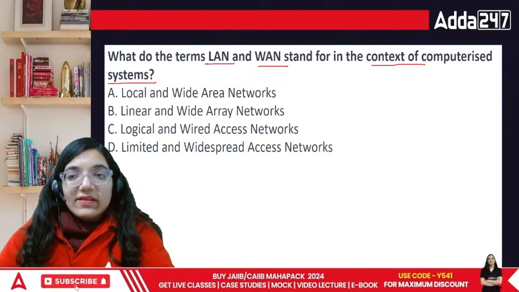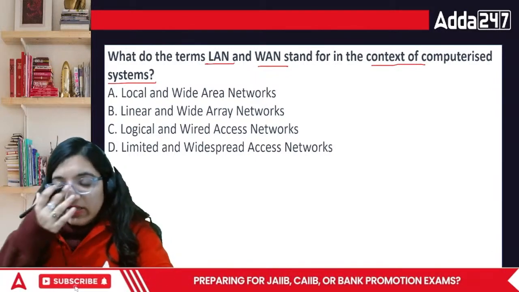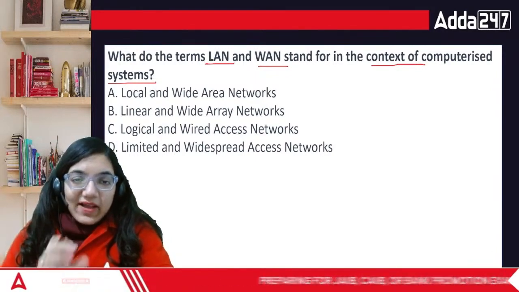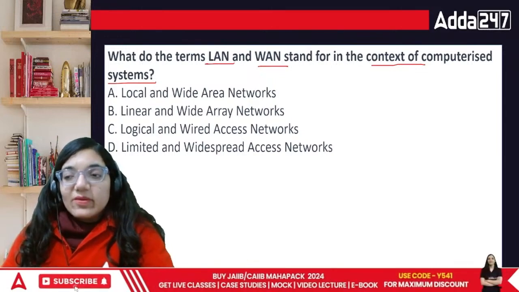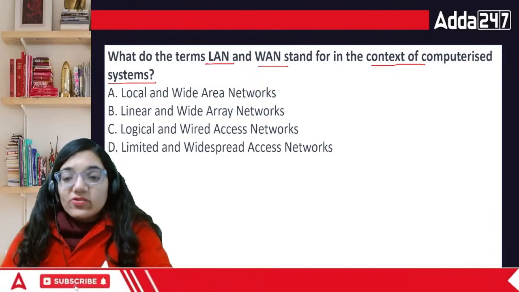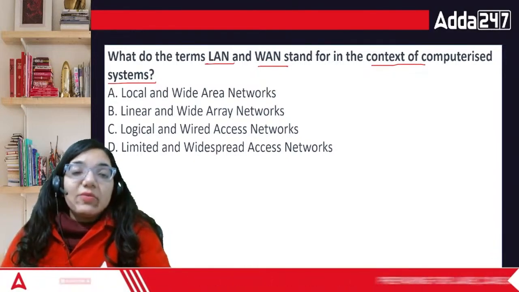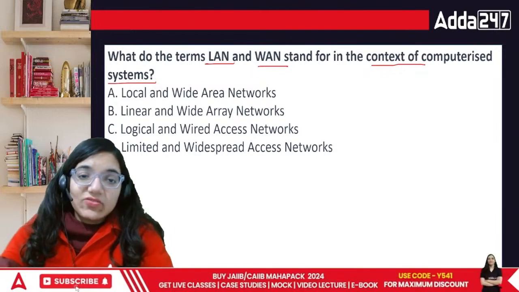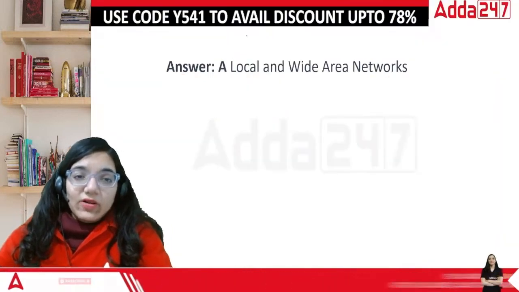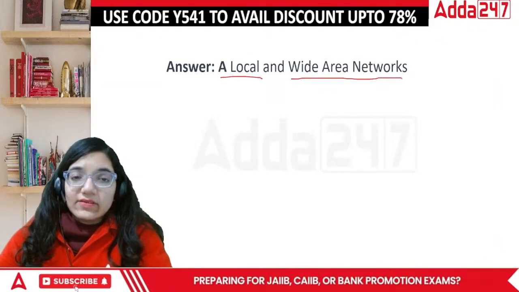Basically LAN and WAN is linked with the internet connections overall, na? So LAN is basically linked with the wiring and all. So basically it is helping the organizations to stay connected with the main servers, in the form of the cables and all. So in this case the correct answer is going to be local and wide area networks.